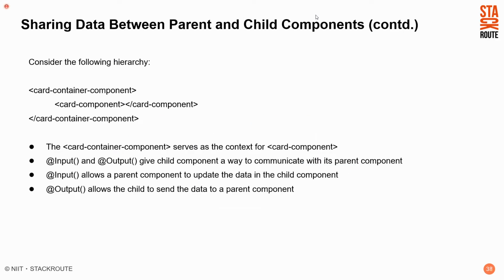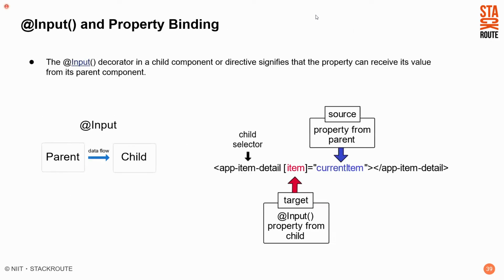All right. I have created my component 2 and 3. @Input and @Output give the child component a way to communicate with the parent. So input allows the parent to update the data to the child, and output allows the child to send the data to the parent component. We will use input first, then we will try output. The @Input decorator in a child component or directive signifies the property can receive the value from the parent.